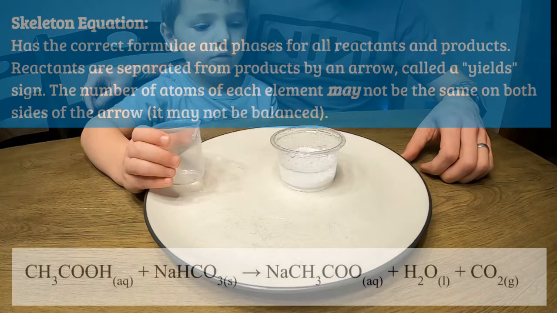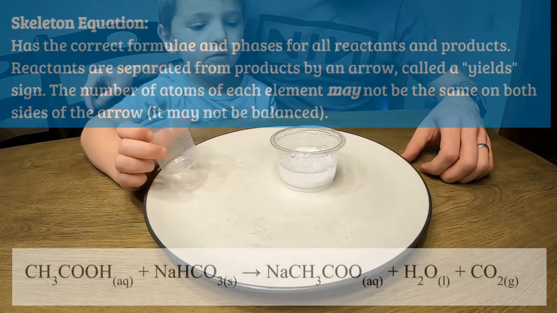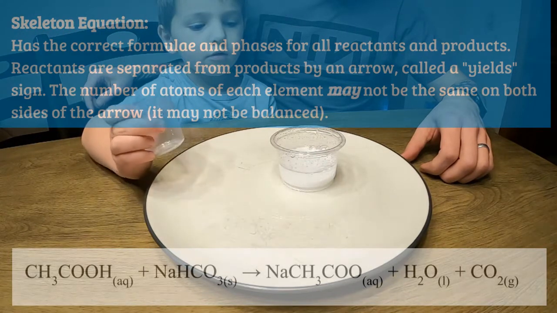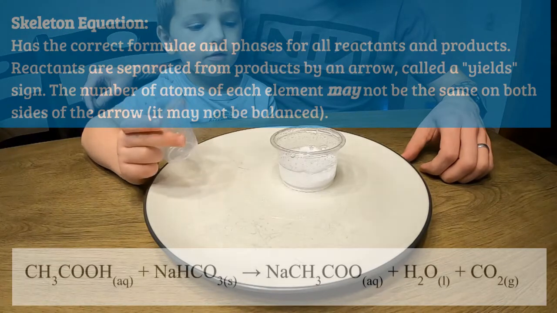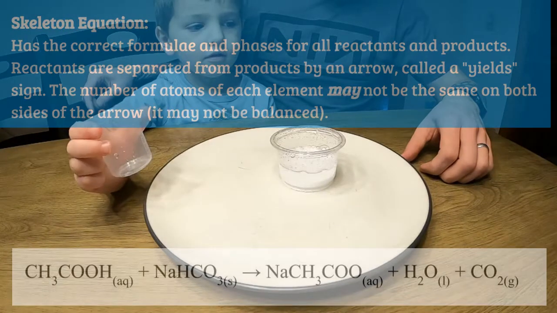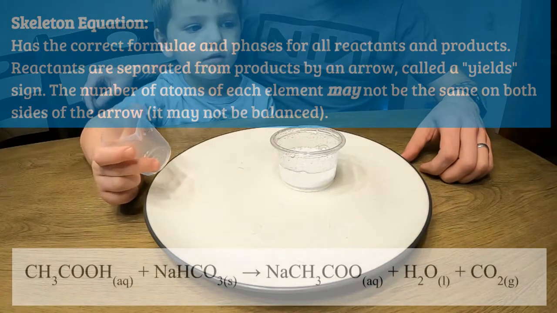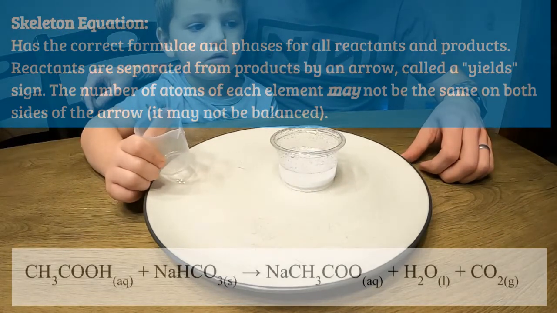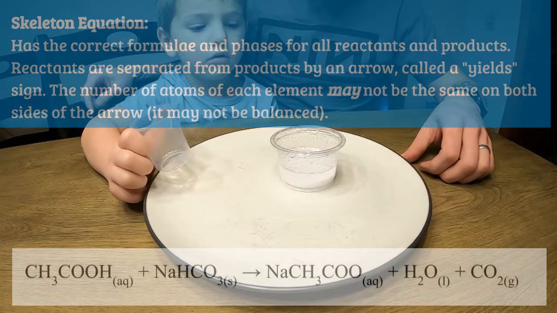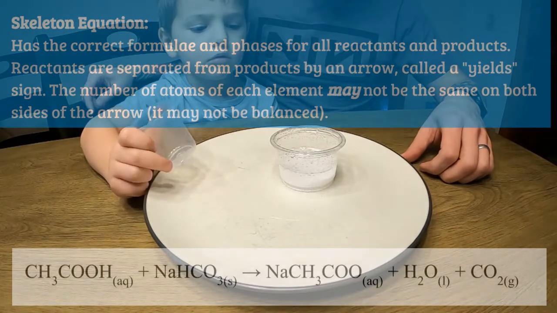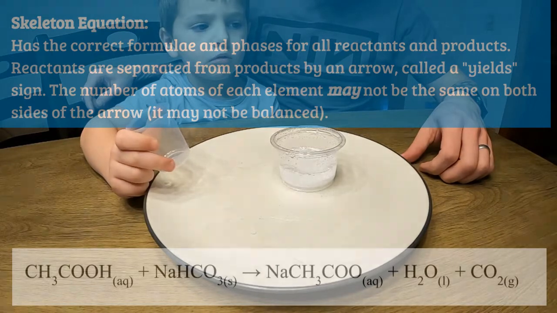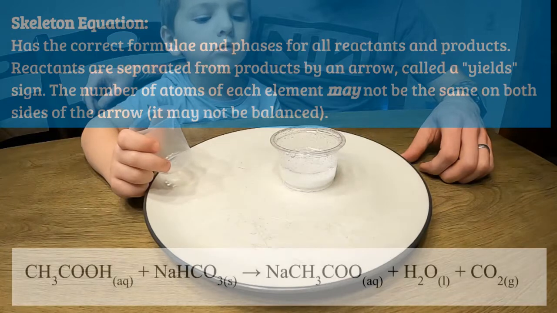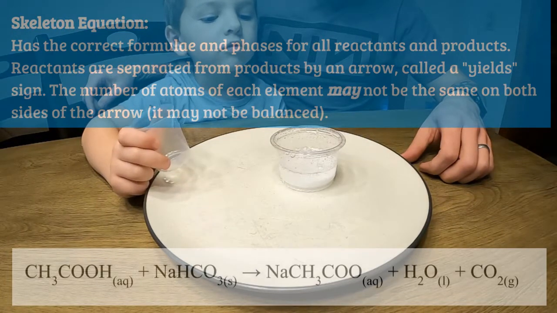We'll look next at a skeleton equation. A skeleton equation gives the correct formulae for all of the substances involved, but not necessarily in a balanced way. It will have the phase of each substance. Remember your naming rules and your formulae rules when looking at ionic compounds, covalent compounds, and acids to come up with a correct formula.